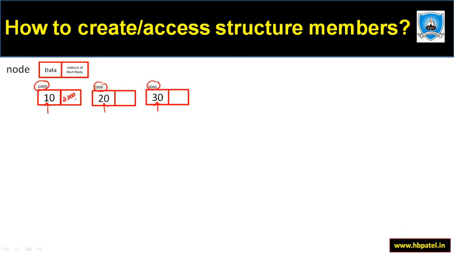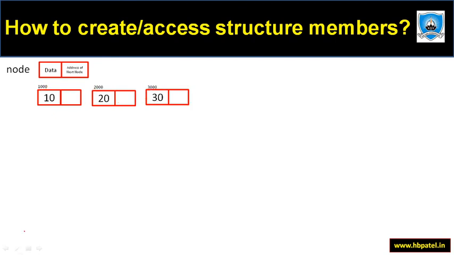So the moment I put 2000 over here, that means it is pointing to this whole second node. Now if I put the address of the third node, which is 3000, over here as part of the second node, that means now this is pointing to the entire third node. And because there is no node after this, I'll be putting null over here. That means there is no node after the third node.